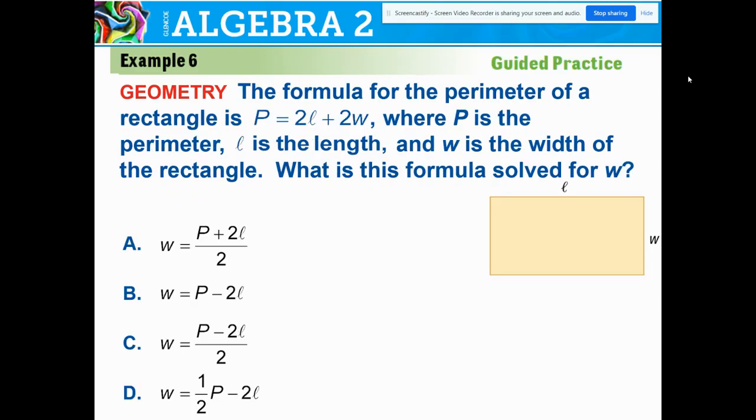Example 6, guided practice. The formula for the perimeter of a rectangle is P equals 2L plus 2W, where P is a perimeter, L is the length, and W is the width of the rectangle. What is this formula solved for W?